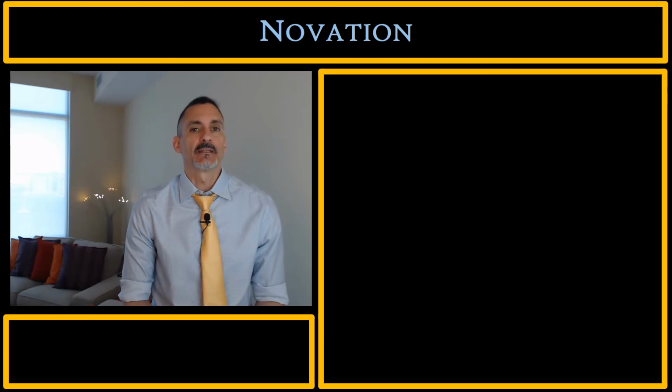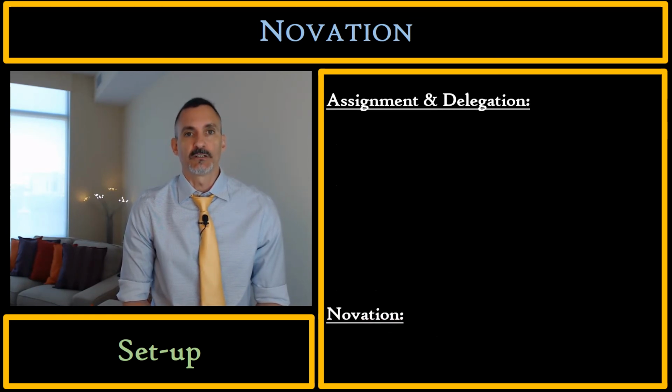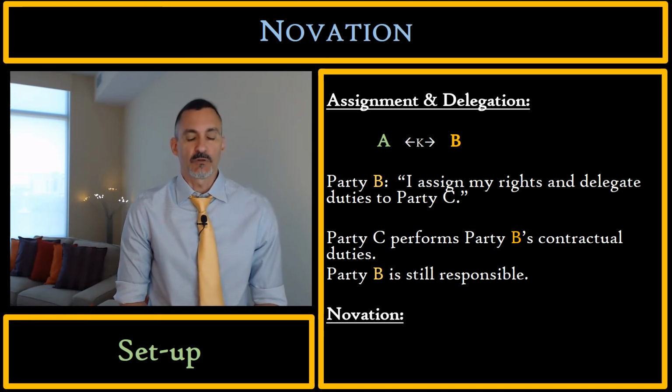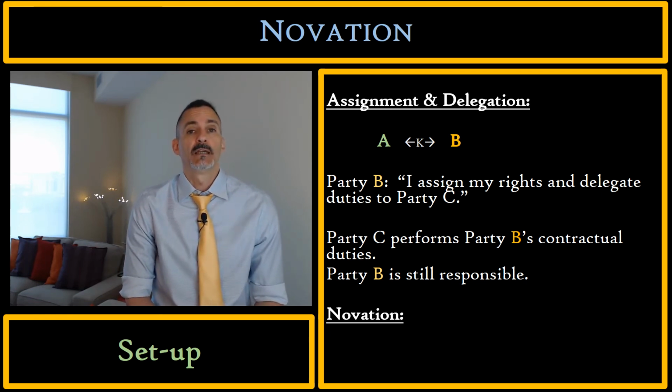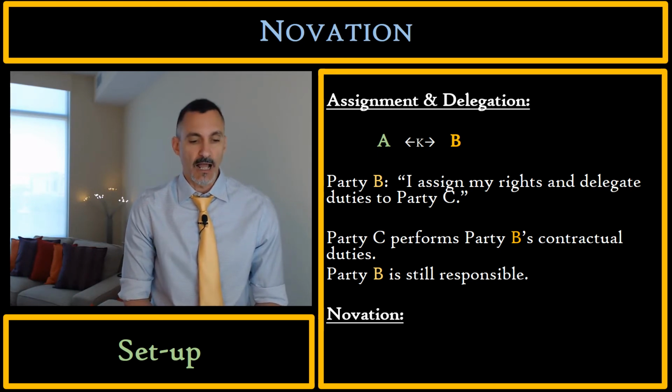Our last topic in this subunit is the topic of novation. Novation is a fairly easy concept. Let's set it up by comparing it to assignment and delegation. All right, so let's look at this familiar example. We have a contract between A and B. Under the contract, B has certain contractual rights. B also has certain contractual obligations.